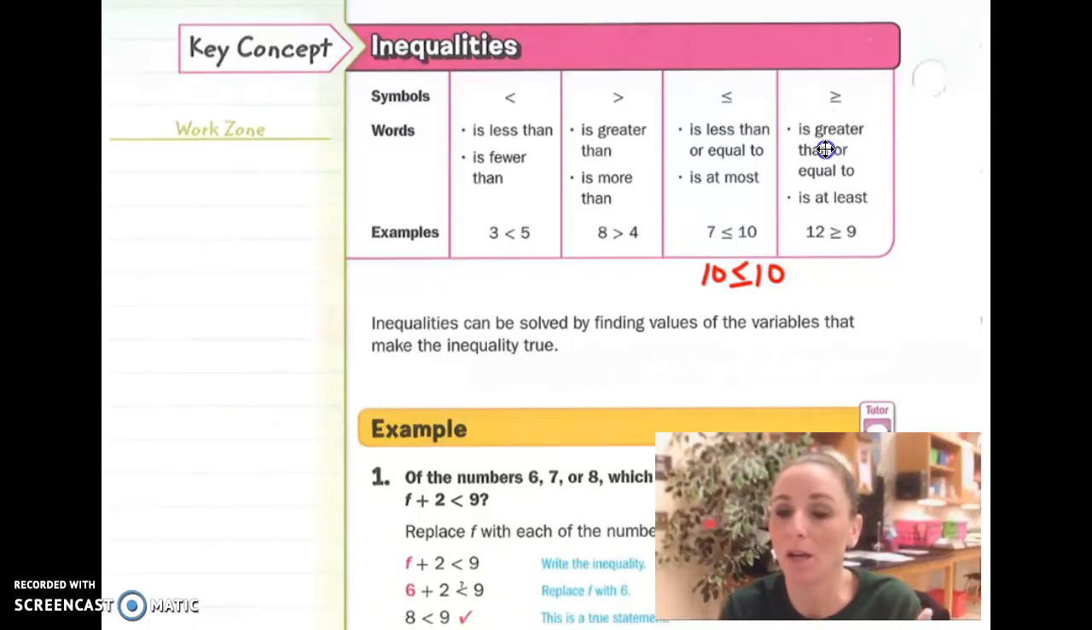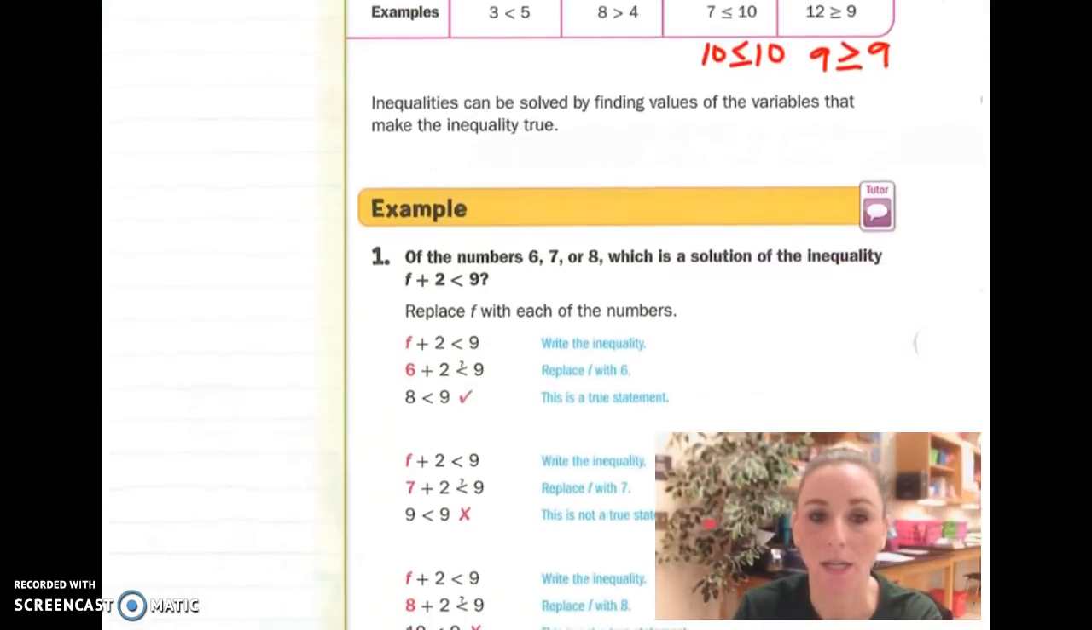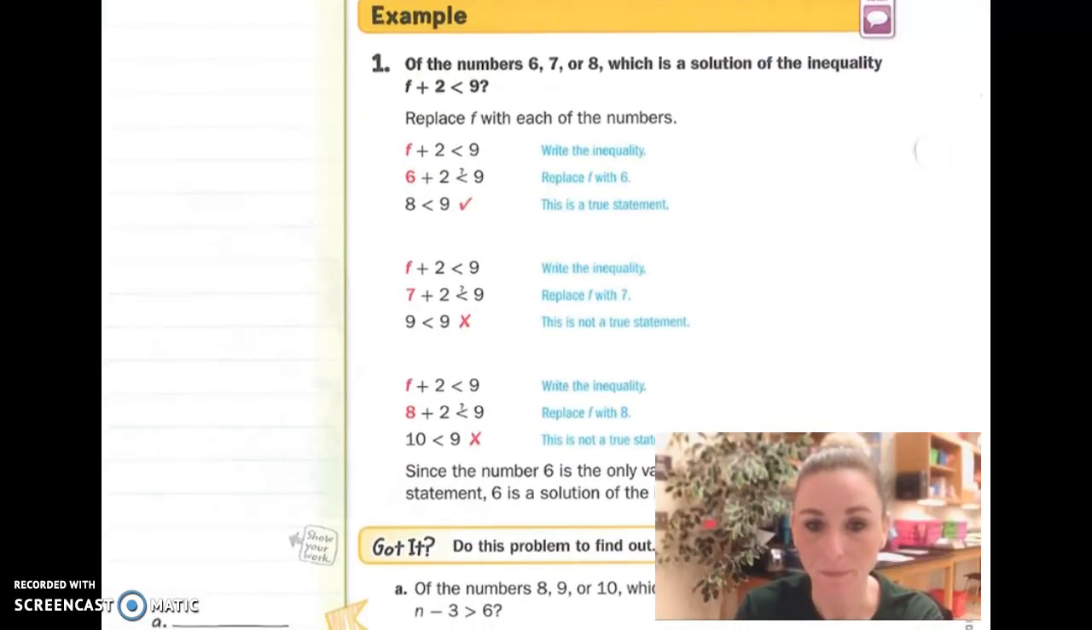So the same thing goes with greater than or equal to. So 12 is greater than 9. But we could also have 9 is greater than or equal to 9. And that statement is still true. So let's take a look at a couple of examples. Of these numbers, 6, 7, or 8, which is a solution of the inequality that makes the statement true? So let's take a look.